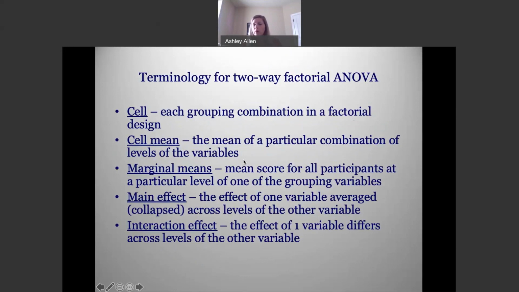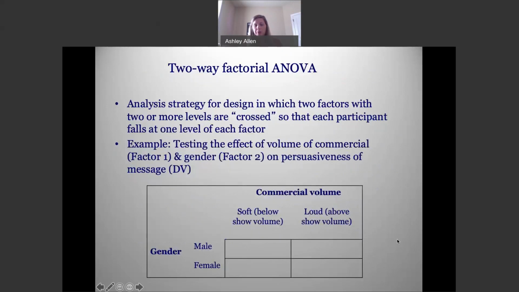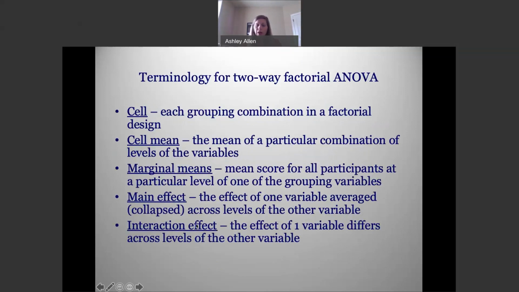A marginal mean is the mean score for all participants at a particular level of one of the grouping variables. It's hard to see on this previous slide because we haven't created any actual numbers, but our marginal means are going to be the numbers that we'll find out here in the margins, and they're usually averages. Whatever number is here will be an average of this one and this one. That'll be important, and we'll see it in the coming slides. A main effect is the effect of one variable averaged across levels of the other variable. And our interaction effect is the effect of one variable that differs across the levels of the other variable. We'll talk more about those in a minute.